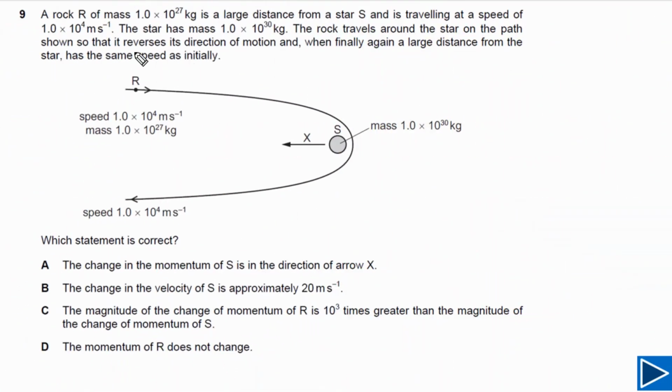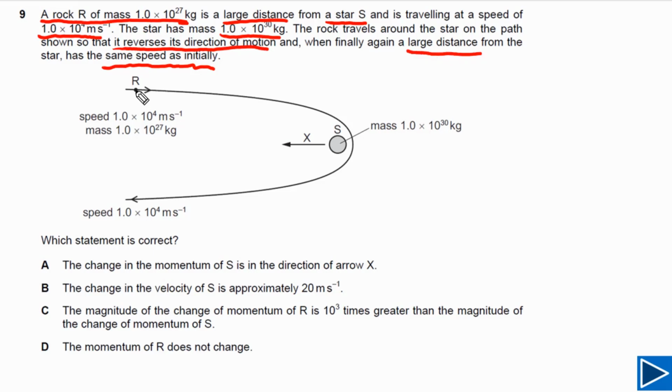First of all, let's try to understand what is given to us. If we read this question carefully, it is given that there is a rock R of mass this much. The mass is given to us, and it is at a large distance from a star S. The speed of the rock is given, and the mass of the star is also given. And the rock reverses its direction of motion and has the same speed as initially at a large distance again.